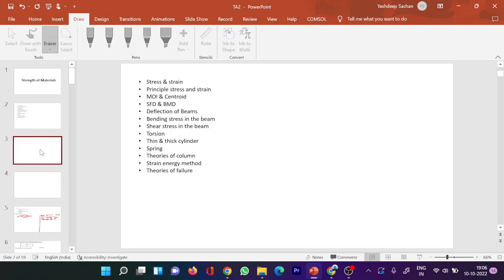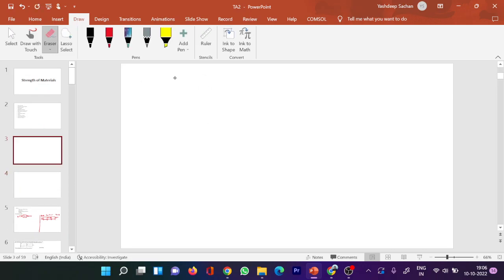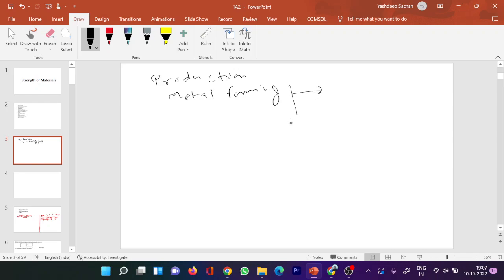You would have studied in production, right? Metal forming, you know, right? Yes, sir. Sir, are you asking about the difference between strength of material and mechanics of material? Just tell whatever load you are applying here and whatever load you are applying in the strength of material, what is the difference between both of them?